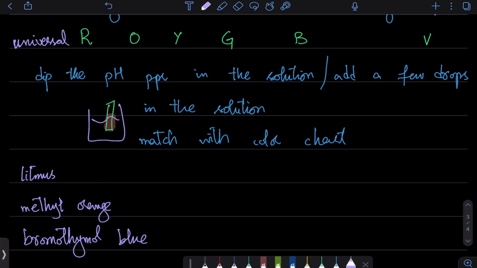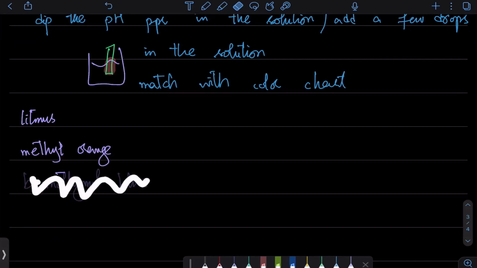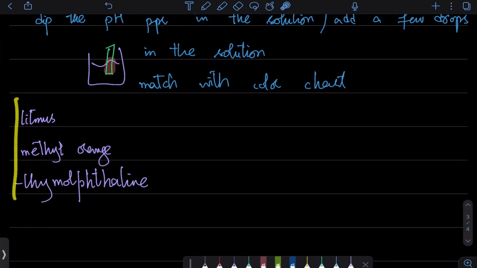Sir, but is phenolphthalein included? Phenolphthalein is not, thymolphthalein is. Okay? So phenolphthalein is not in the syllabus anymore. Thymolphthalein is. And this is only for IGCSE people. O-levels people just need to know about litmus and methyl orange. IGCSE people need to know about all three. Okay? And the colors are like this.